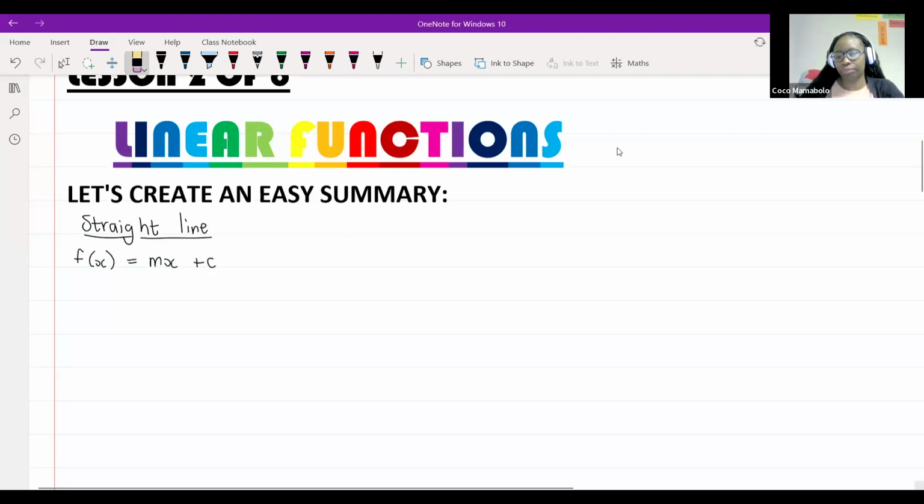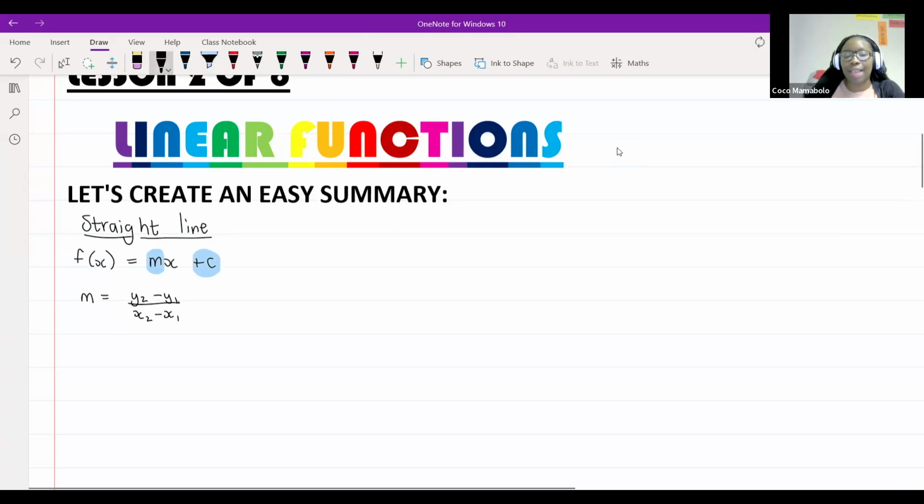The what? Good, lovely. That's it. It's the gradient. And I know if I want to calculate the gradient, it is equal to y2 minus y1 over x2 minus x1. Okay, that's the gradient. That's the thing we need to replace. We also need to replace c.